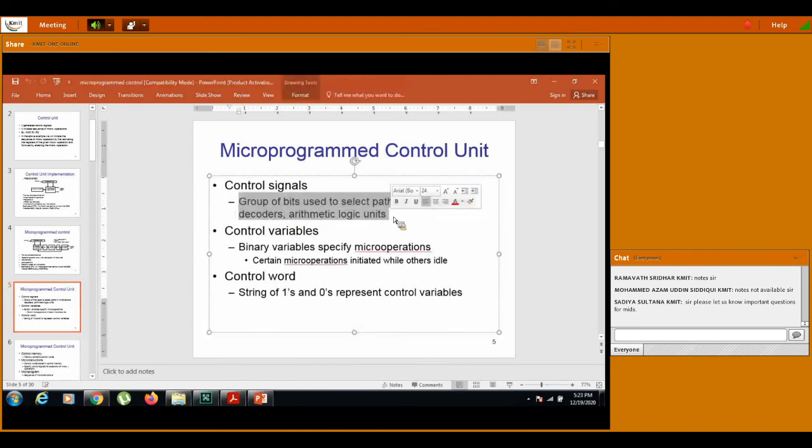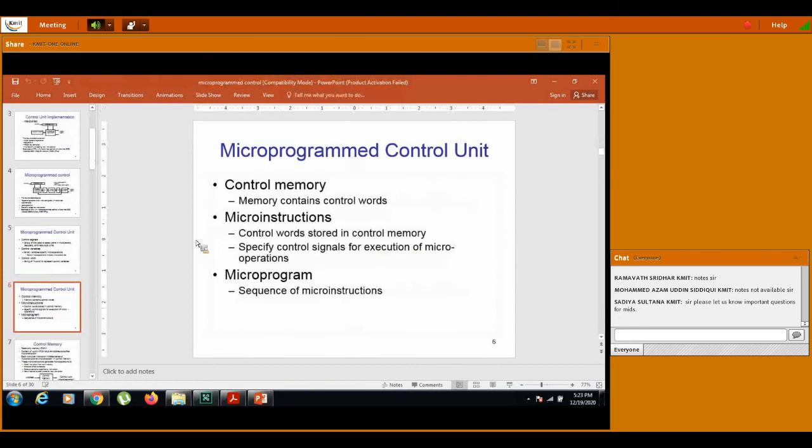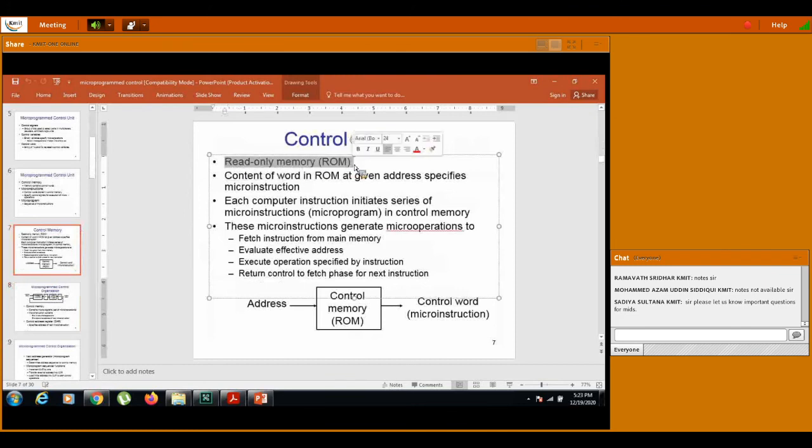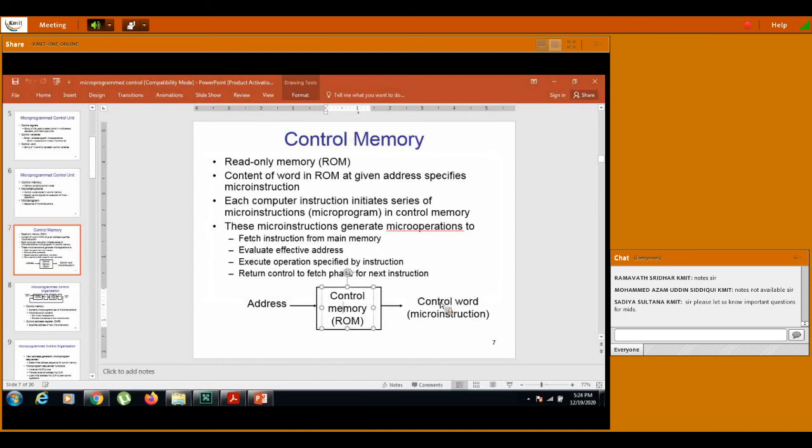The control signals are the group of bits used to select paths in multiplexers, decoders, and ALUs. The control variables are binary variables that specify micro operations, and the control word is nothing but the string of ones and zeros that represents the control variables. In the control memory, you have a read-only memory, ROM. The content of a word in ROM at a given address specifies the micro instruction. So the control memory passes the control word.